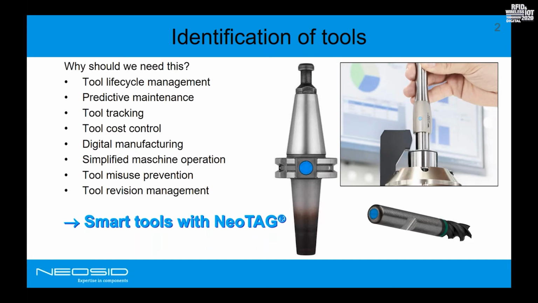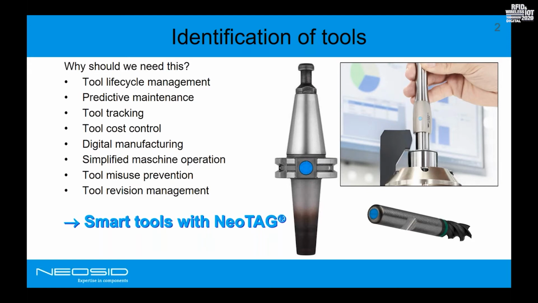Other things which could be done with RFID tags in tools is predictive maintenance. There is a way to do tool tracking, so you can see where your tool is located. Is it in operation? Is it in revision? Or is it in stock? You can do cost control for tools. How long can I work with tools? How high are the costs within production per production unit?